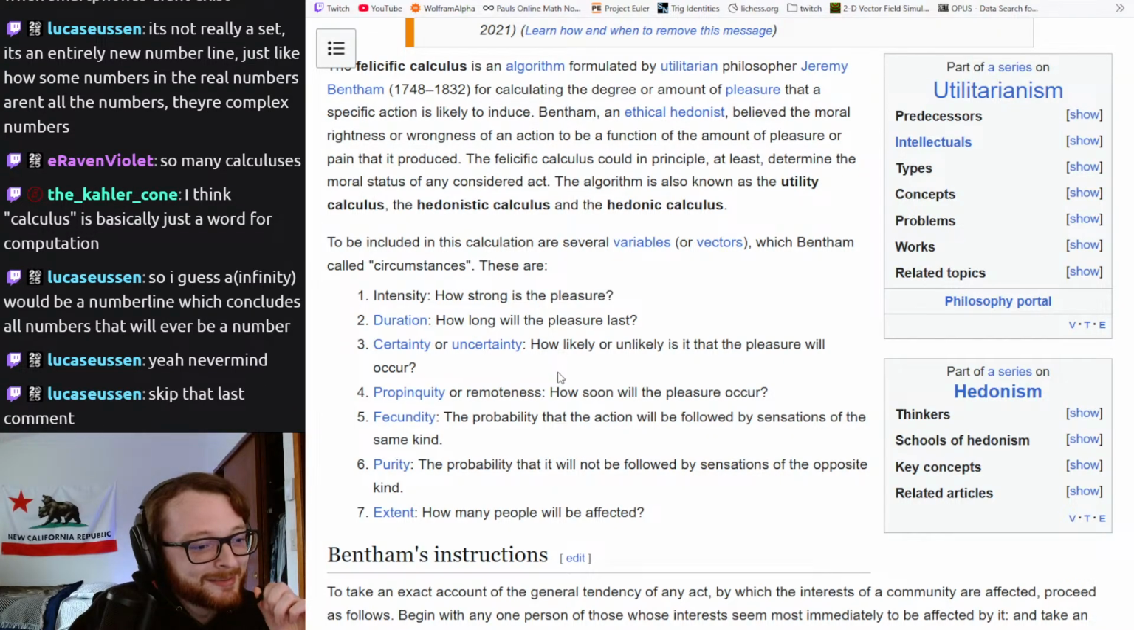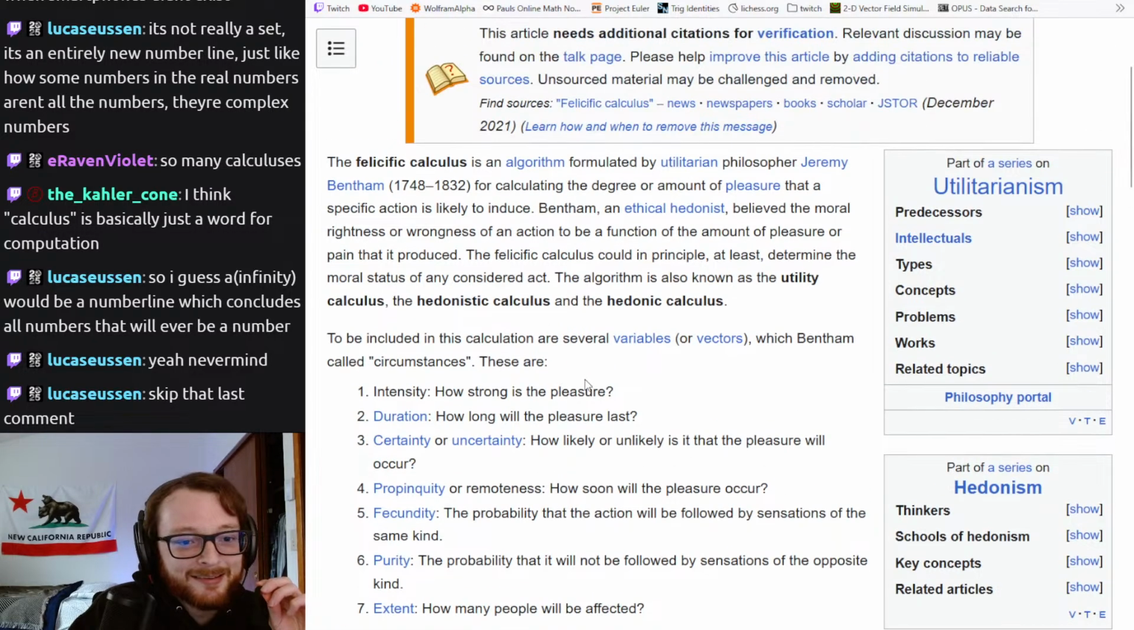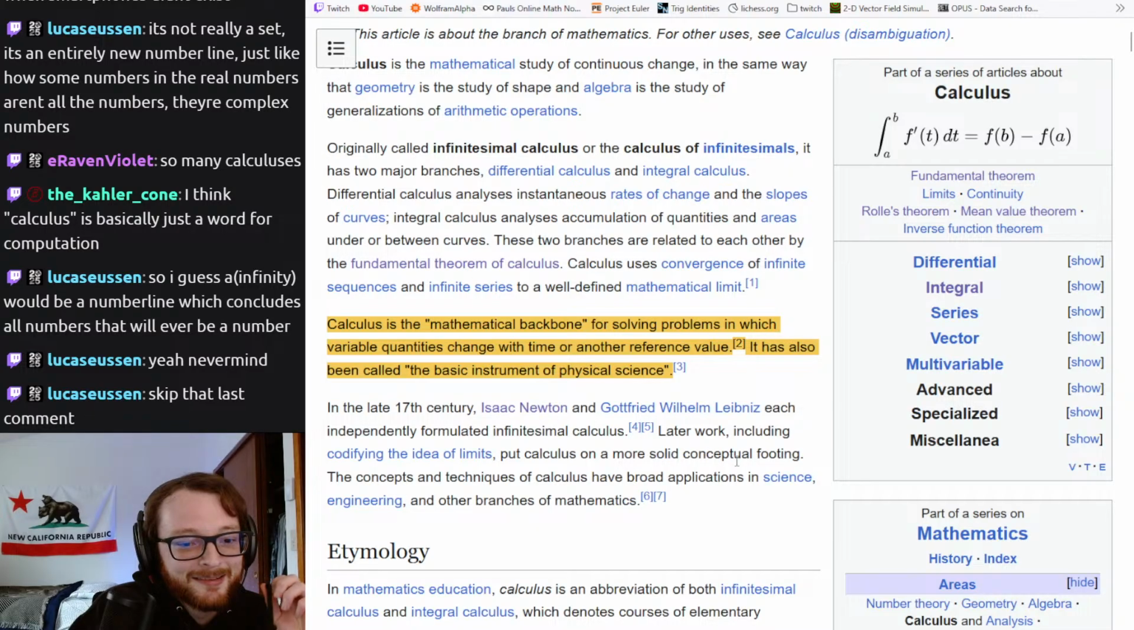Skip the last comment about A infinity. I don't know. Okay.